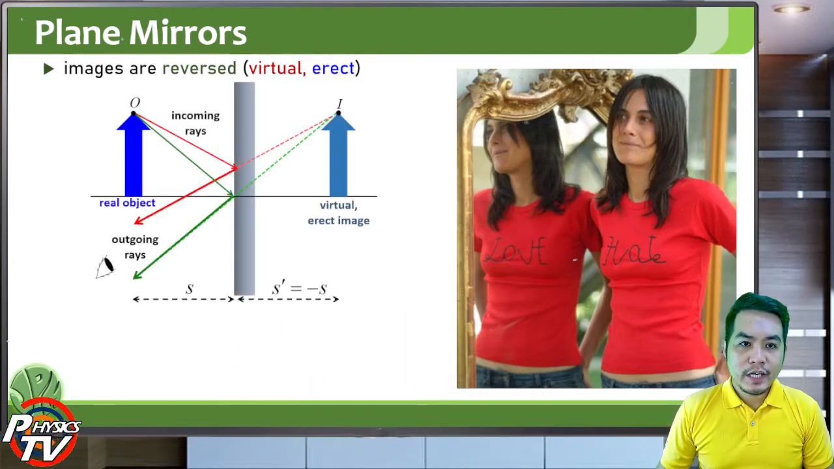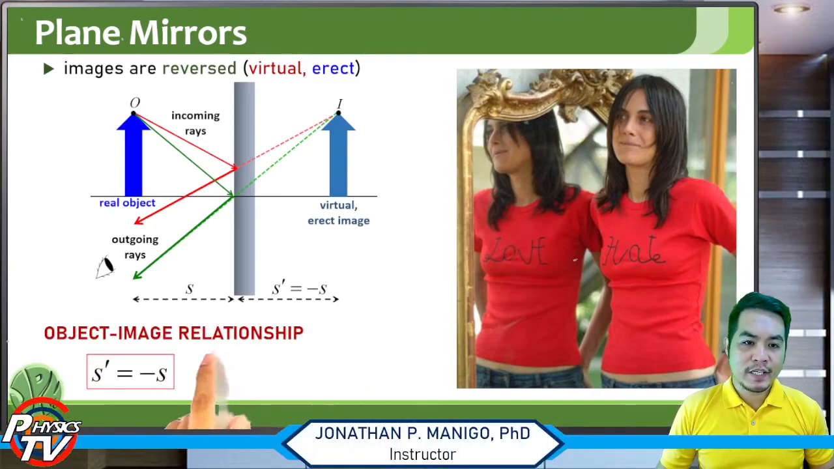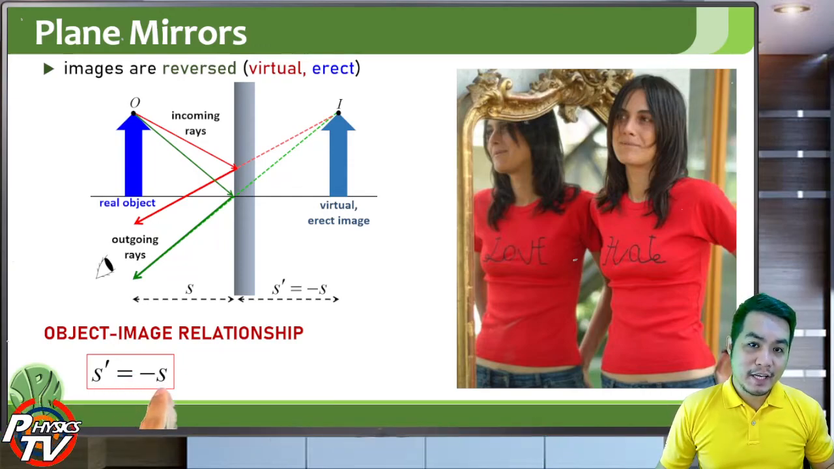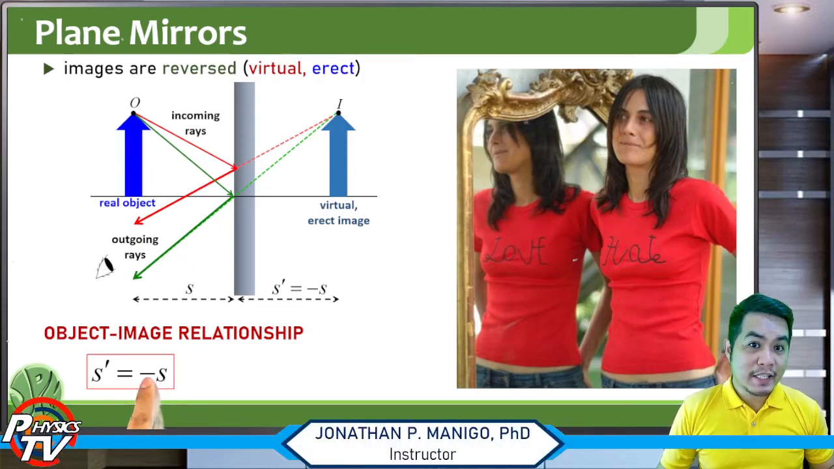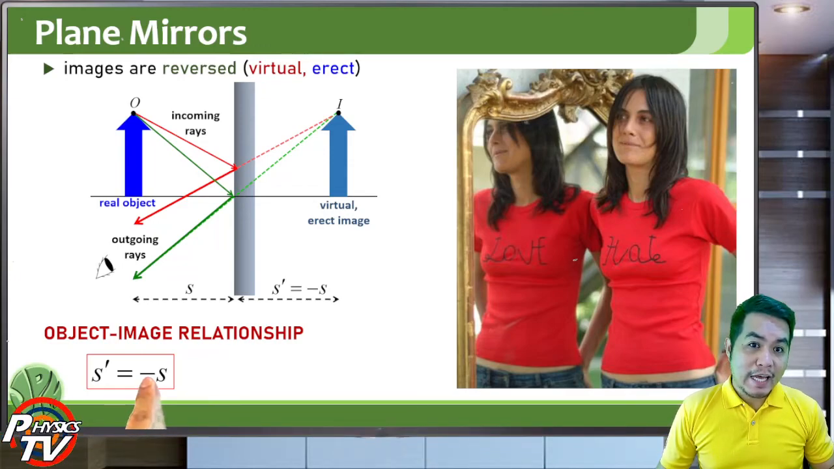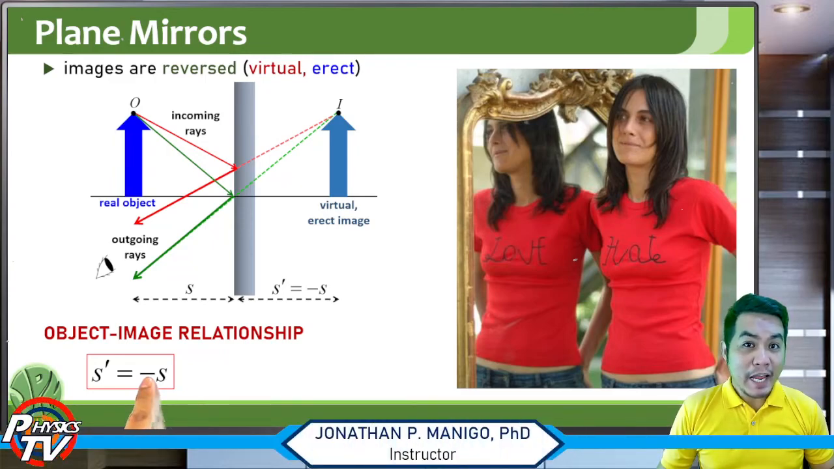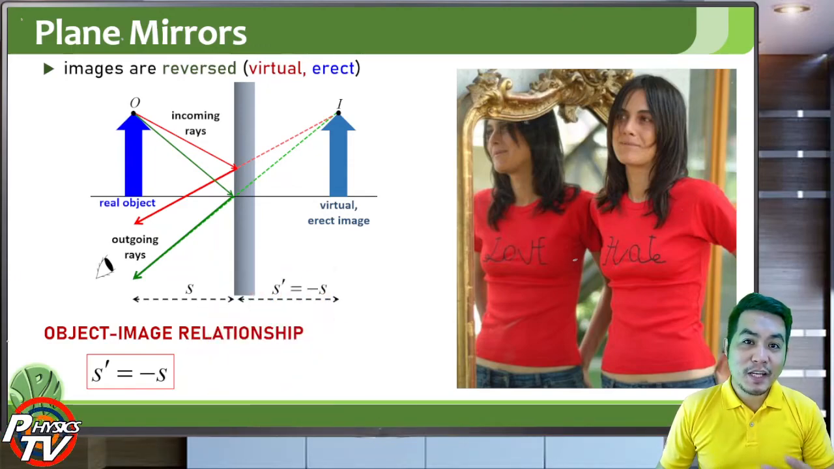So in plane mirrors, the relationship between the object and the image distance is that the image distance s prime is equal to the negative s. So the negative sign just implies that the image is virtual. But essentially, the height of the image and the height of the object are the same. When you look at a plane mirror, whatever your height is, that is also the height of your image.